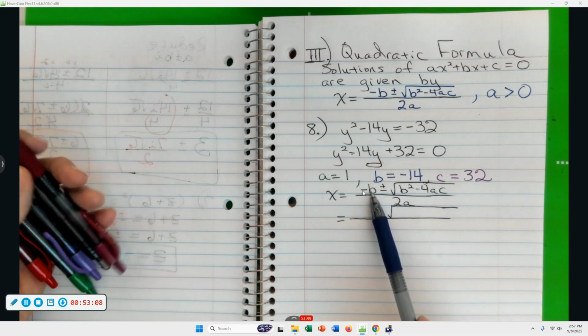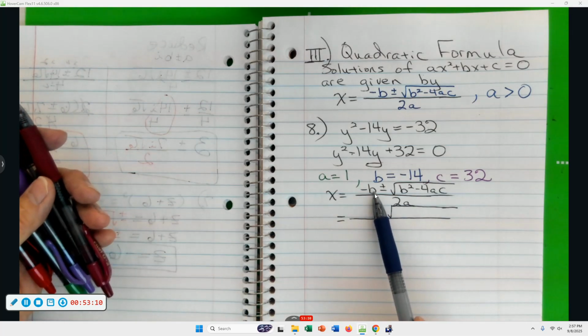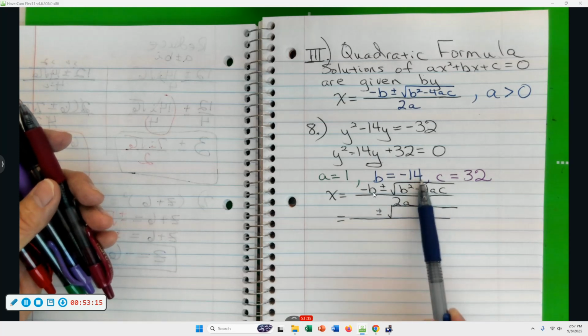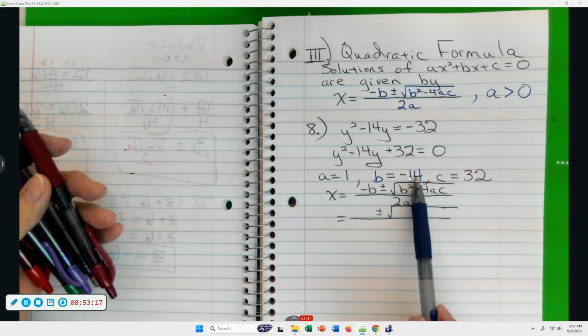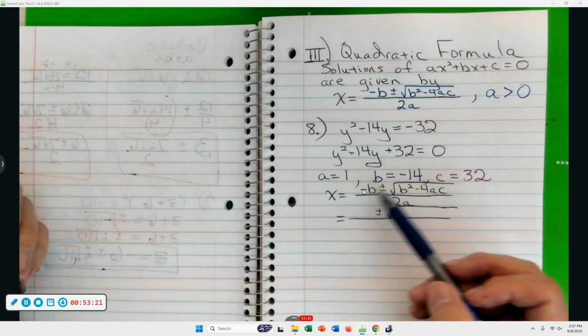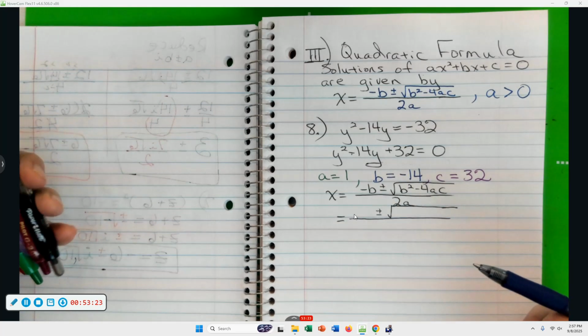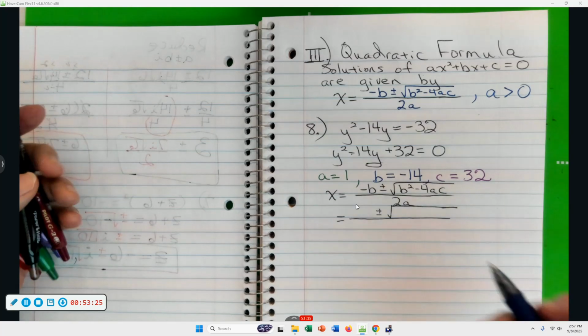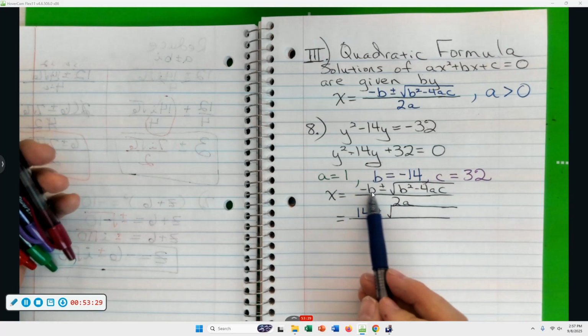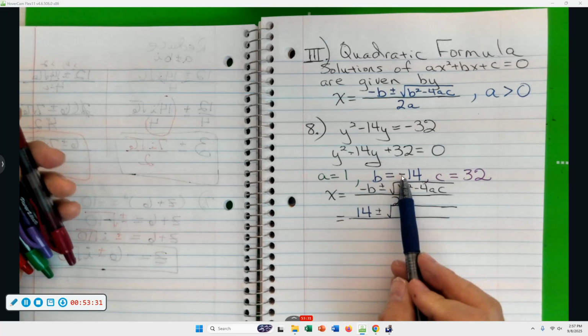This first term, negative b, is saying the opposite of negative 14. What's the opposite of negative 14? Think about that double negative property. Negative 14 becomes what? A positive 14. So this first term, negative b, is just saying change the sign on b.